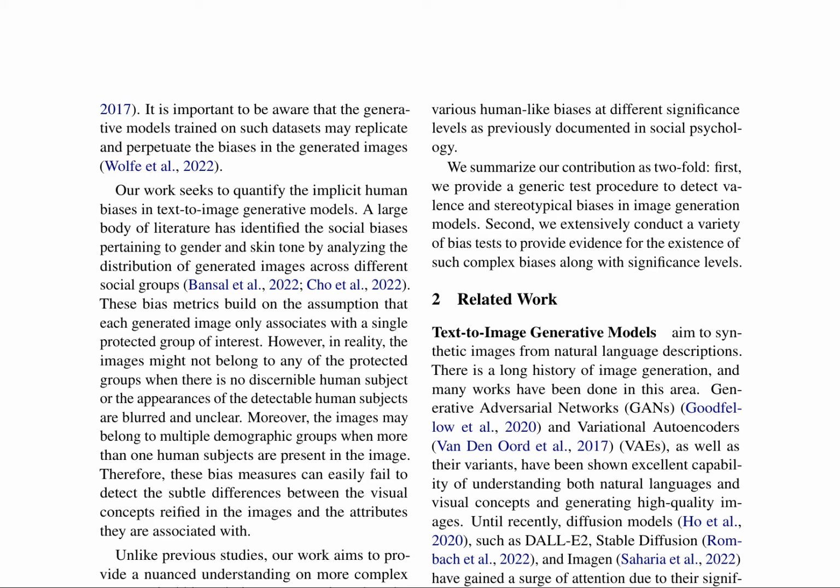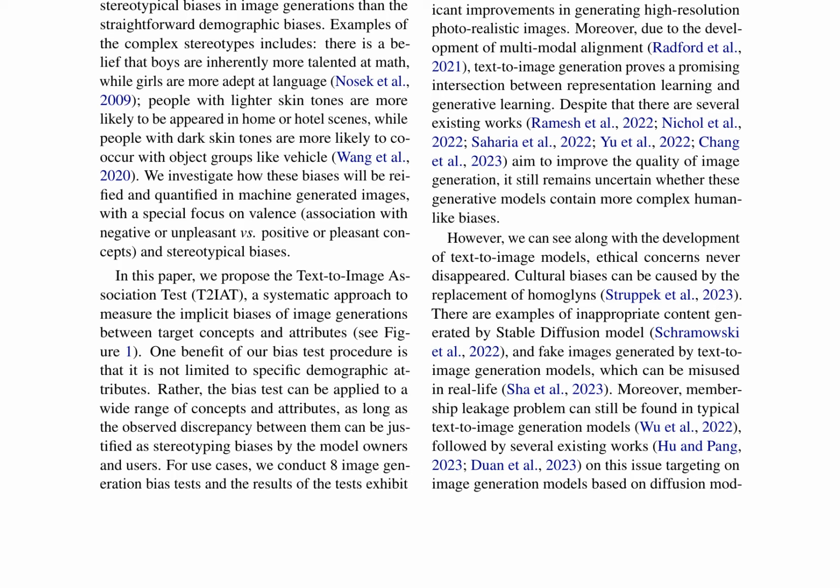The paper highlights the importance of considering biases in image generation, especially with the increasing use of these models in various applications. It emphasizes the need for a nuanced understanding of biases beyond straightforward demographic biases.